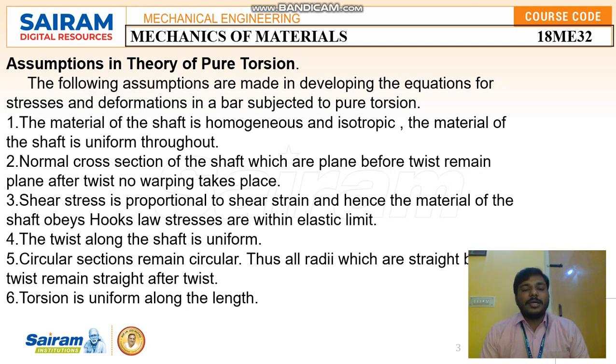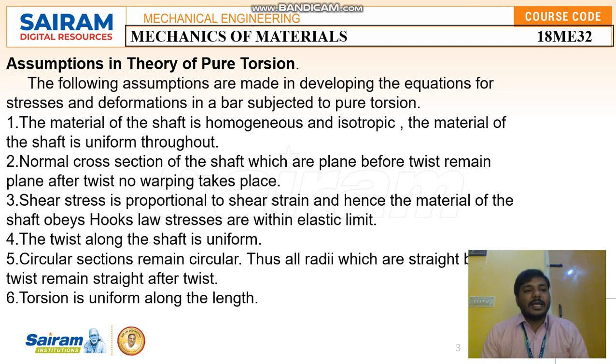Isotropic is nothing but the properties will not vary from any point of the material. If I measure at the starting end, and if I measure at the last end, all the properties will remain the same throughout the material. So whichever material we select for the shaft has to obey this, meaning the composition or the properties should remain the same throughout the material. So the material of the shaft should be uniform throughout the process or throughout the conditions.